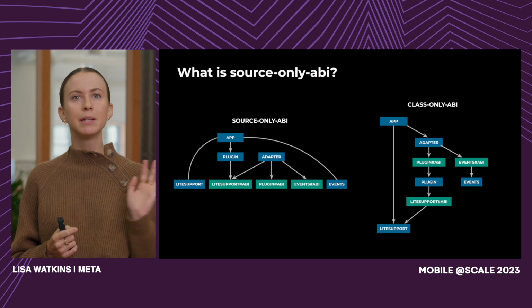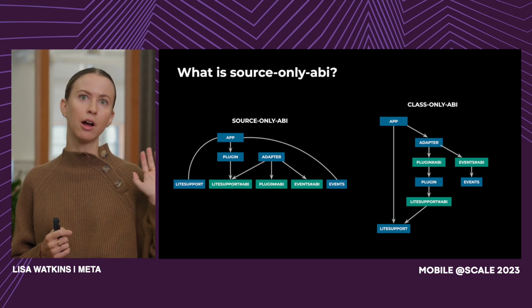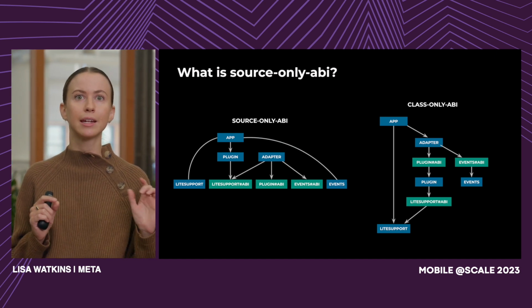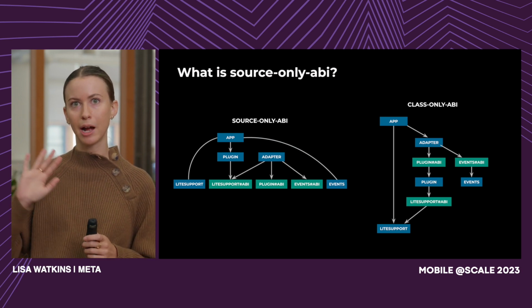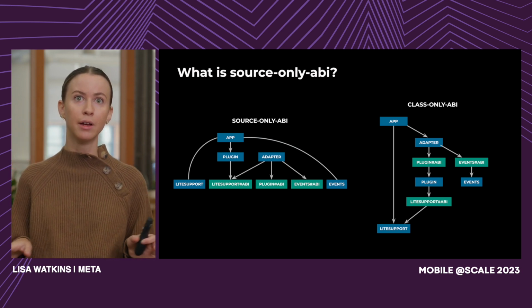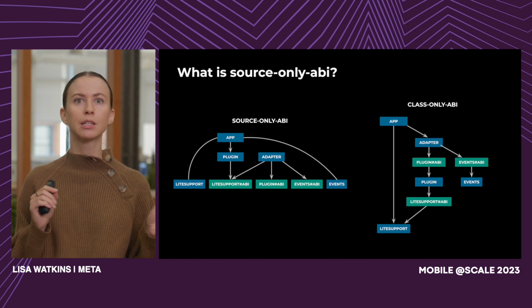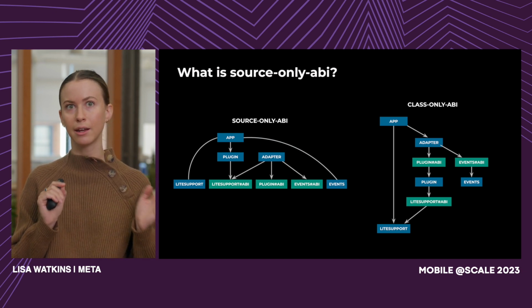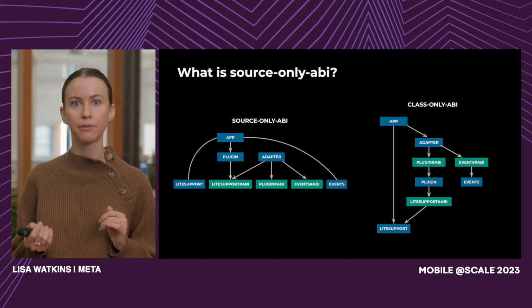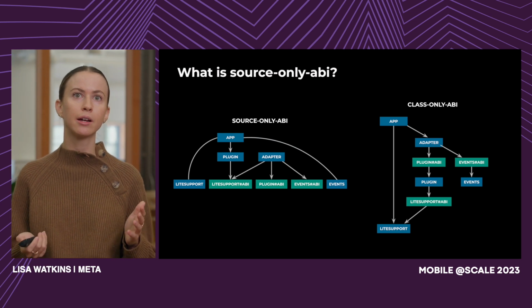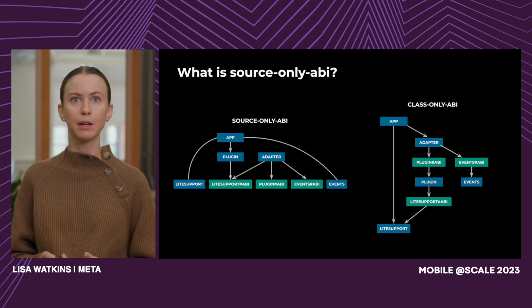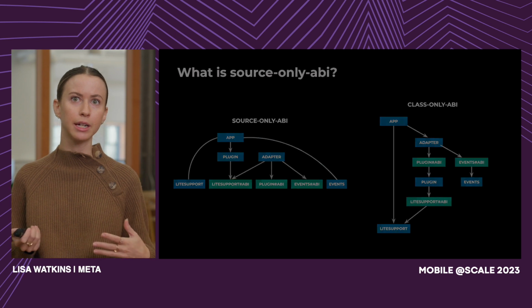So let me take your attention to source-only ABI on the left, and you can see that it's a lot shorter than class-only ABI on the right. Now, this is the same build graph. And you can see that there's more options for parallelization if you're just looking at it from like a path perspective on the graph. So this is why Kosabi is like a stepwise improvement for build speeds for Android.